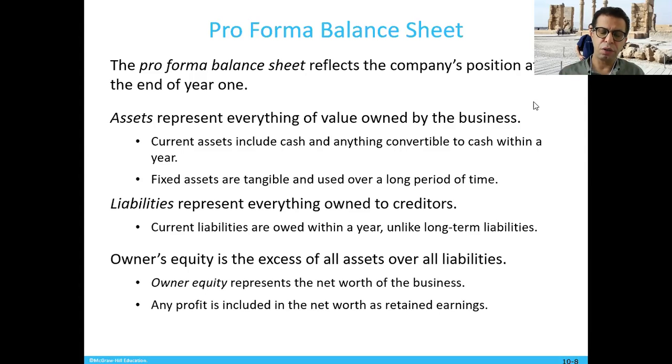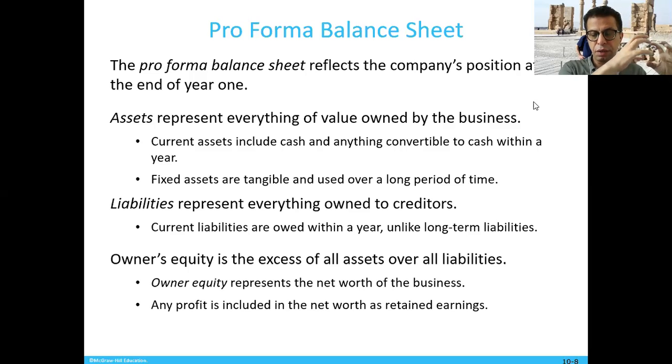There are three parts in the balance sheet. The first is called assets, the second is liabilities, and the third is the owner's equity. The assets represent everything of value owned by the business. A current asset can be cash or anything that can be convertible within a year, and a fixed asset is tangible, like a house, a warehouse or machinery, that takes more than 1 year to convert to cash.